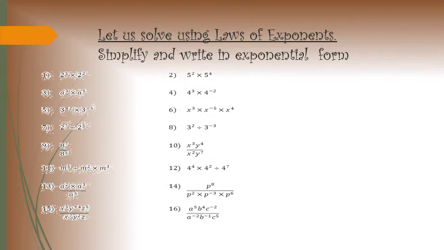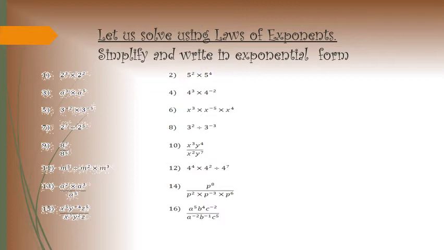Now 11th one, m raised to 5 divided by m raised to 2 into m raised to 3. Here as you see all the bases are the same, but here we have division and multiplication. So first we'll do the division. So m raised to 5 divided by m raised to 2 is m raised to 3. And that answer we multiply with the one more m raised to 3. So the final answer comes as m raised to 6.